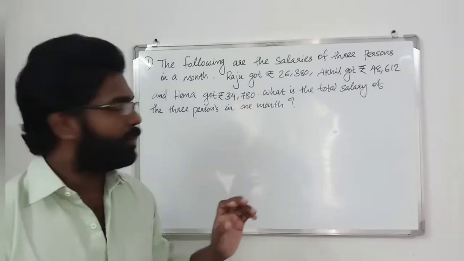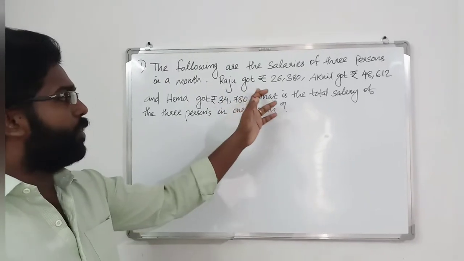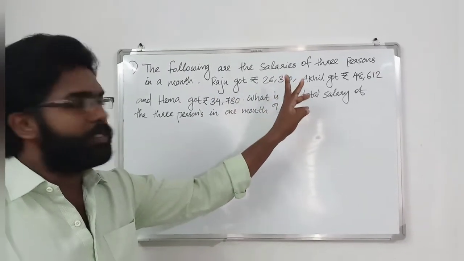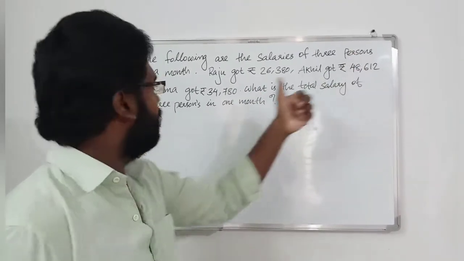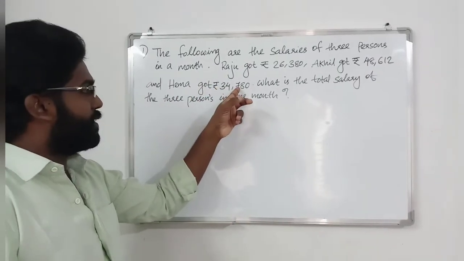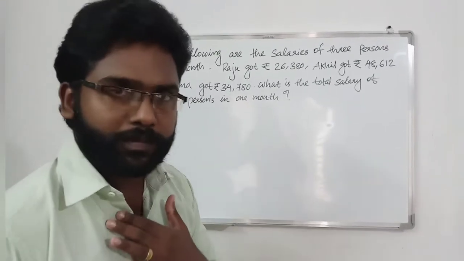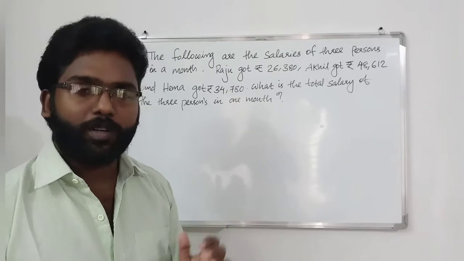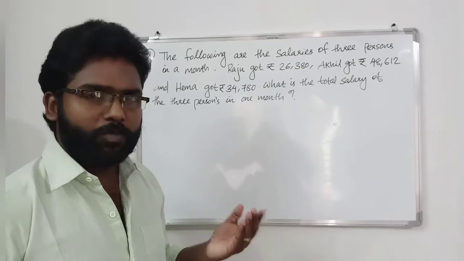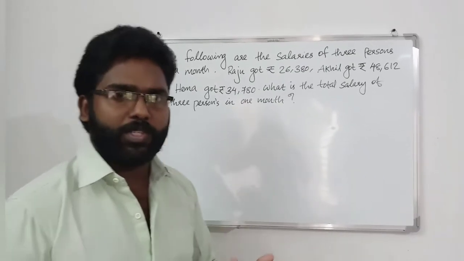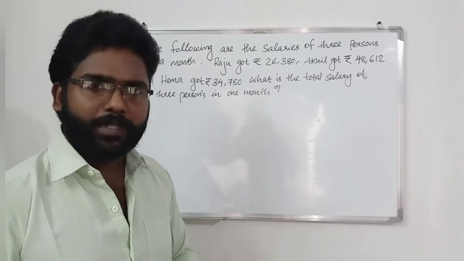Our first question: the following are the salaries of 3 persons in a month. Raju got 26,380 rupees. This is the symbol of rupee. Akhil got 48,612 and Hema got 34,780. What is the total salary of the 3 persons in 1 month? Total salary means find the sum. You already did word problems based on addition, subtraction, multiplication and division in the 3rd and 4th standard. But here we deal with some big numbers.